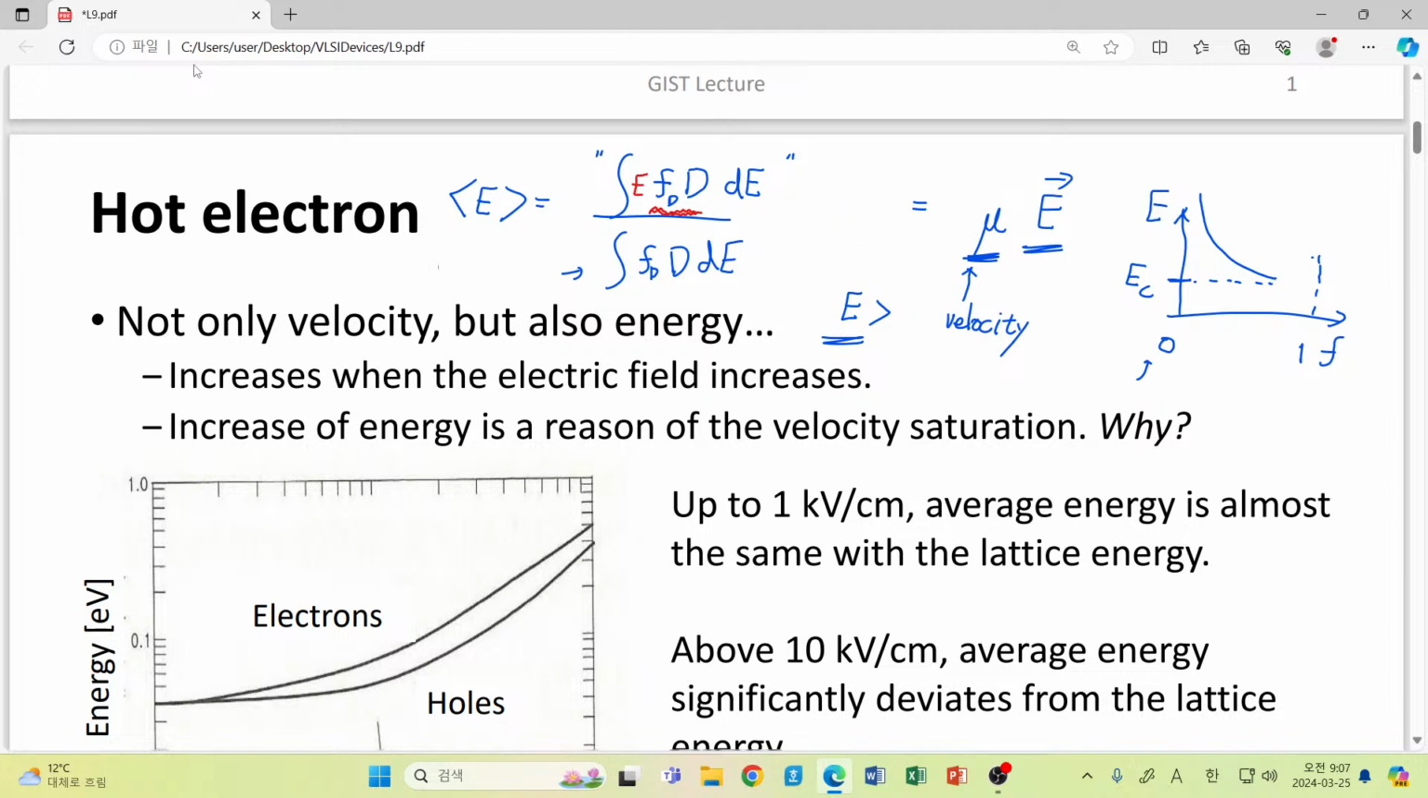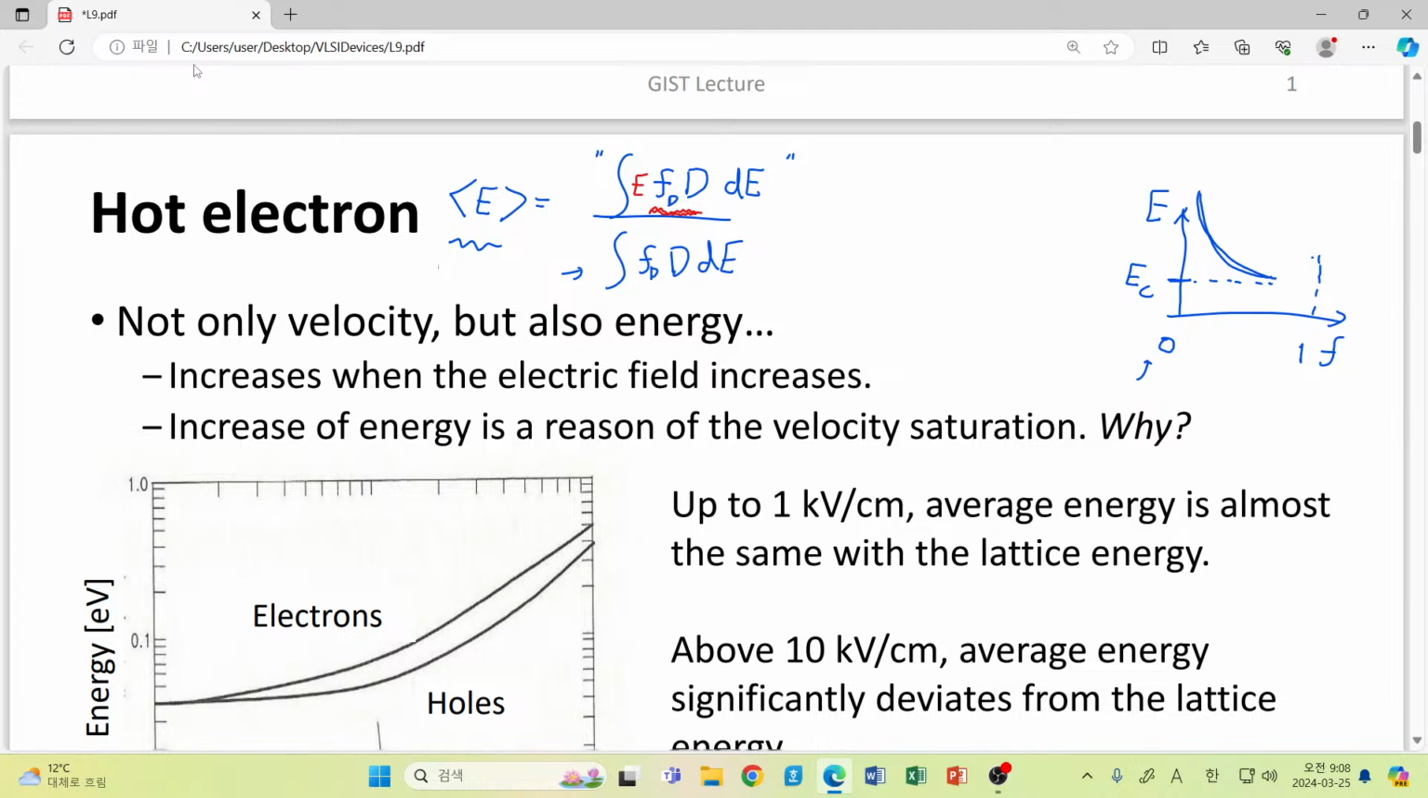So let's come back to our graphs shown here. If we have to calculate the average energy, what we have to do is, first of all, consider the distribution function that follows exponential decay as a function of energy.